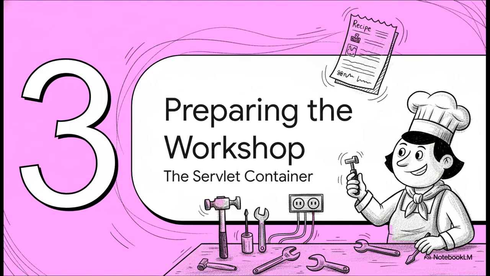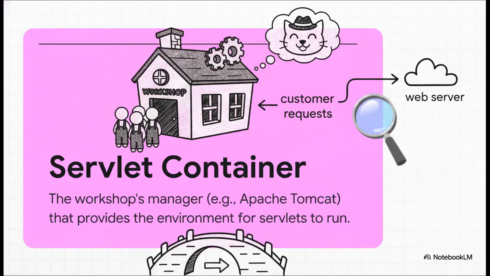All right, so our artisan has their recipe card. But they can't just work on the floor. They need a proper workspace. And that's where something called the servlet container comes into play. The servlet container is basically the workshop manager. You might have heard of one called Apache Tomcat. That's a really popular one. The manager's job is to handle all the artisans.